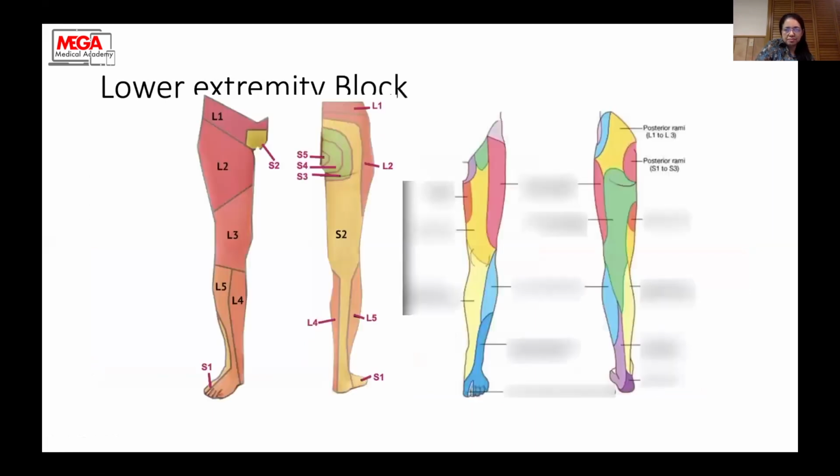So now we're going to move to the lower extremity. Important landmarks in the lower extremity: the groin is T12-L1, so we have to know that. The knee is between L2 and L3, and at the foot, we have S1 on the outer side and L5 on the front here.